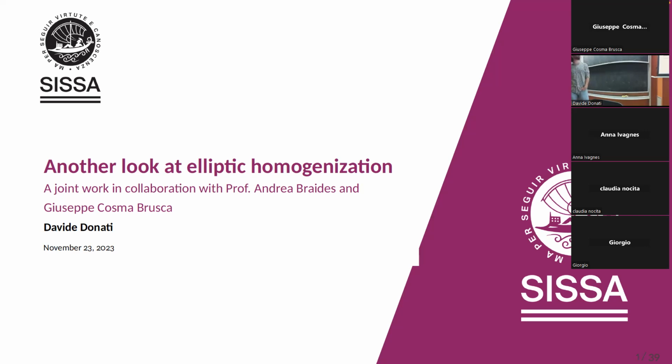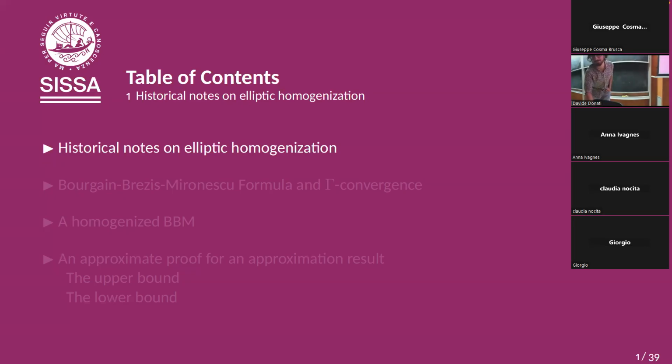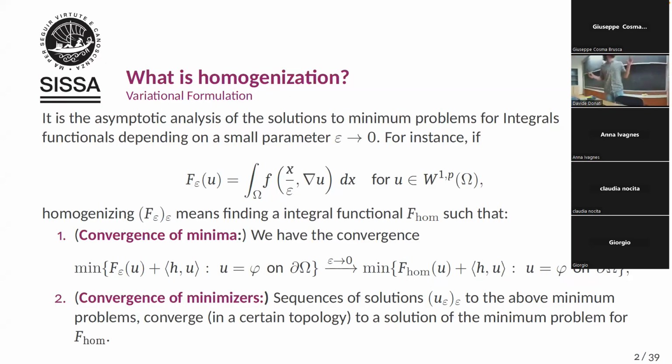So to start in a good fashion, let's start talking first about giving some remarks about the known and classical results dealing with elliptic homogenization. First of all, let's clarify what we mean by homogenization. For us, homogenization will mean studying the asymptotic analysis of solutions to minimum problems related to oscillating functionals of this fashion.